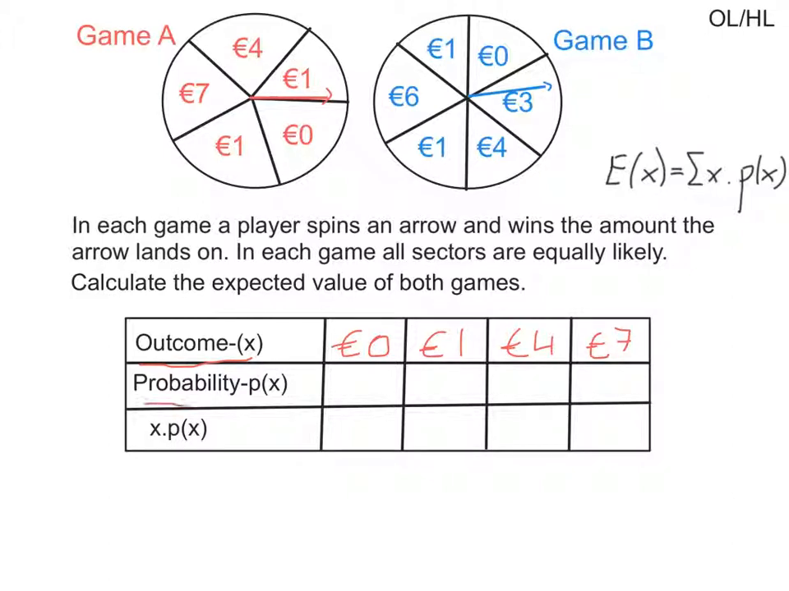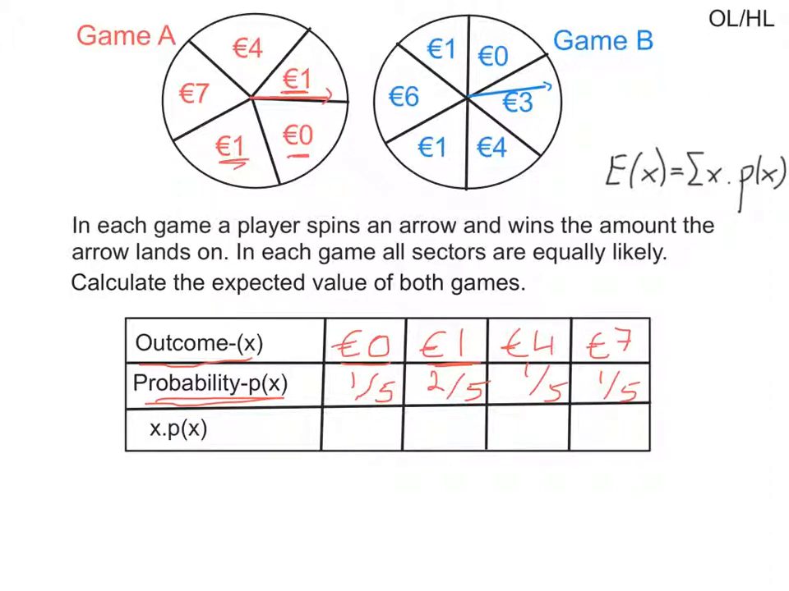The next line of the table is the probability, P(x). So the first one is the probability we'll get €0. We know that the probability is equal to the total number of successful outcomes over the total number of outcomes. So in this case, we can land on 0 in one sector only, and there are 5 sectors in game A. For €1, we can land on it in 2 sectors. So the probability in this case is 2/5, and working our way through, we have a 1/5 and a 1/5.